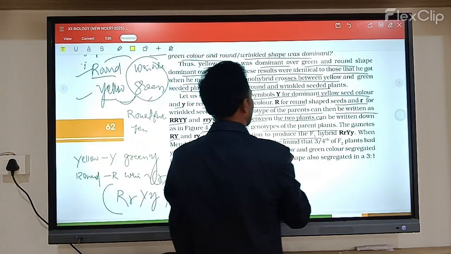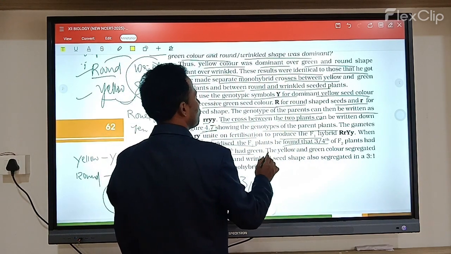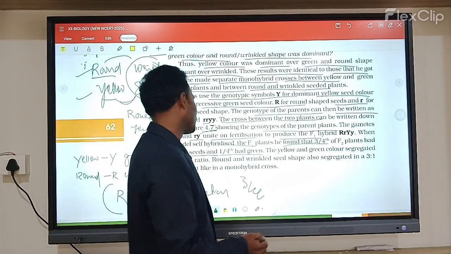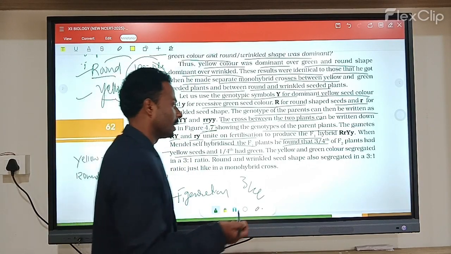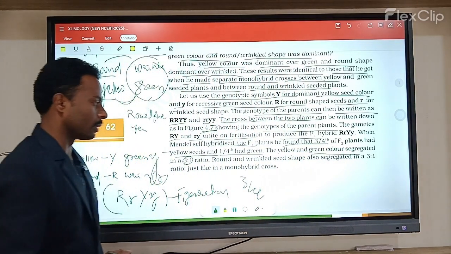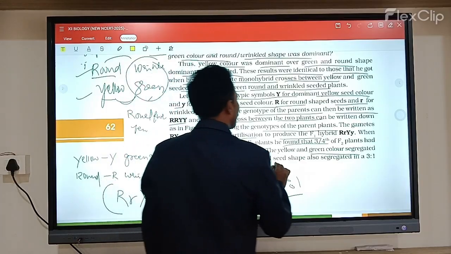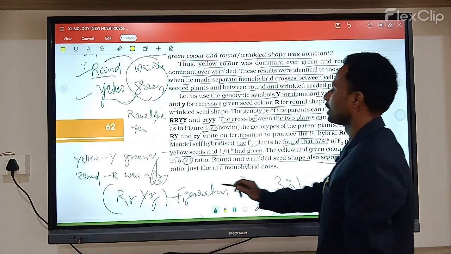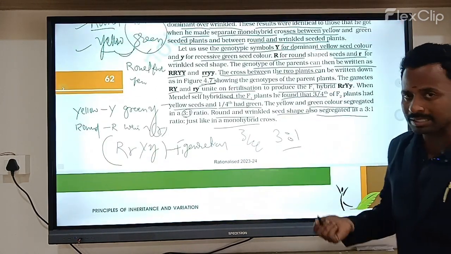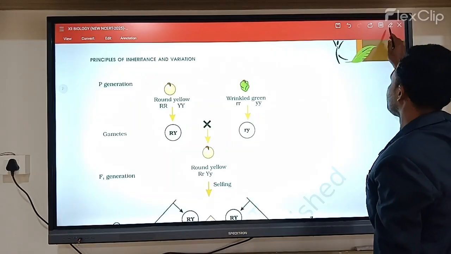Mendel self-hybridized the F1 plants. He got in the F2 three-fourths with yellow seeds and one-fourth with green seeds. The color segregated in a 3:1 ratio, and round and wrinkled seed shape also segregated in a 3:1 ratio, just like a monohybrid cross.